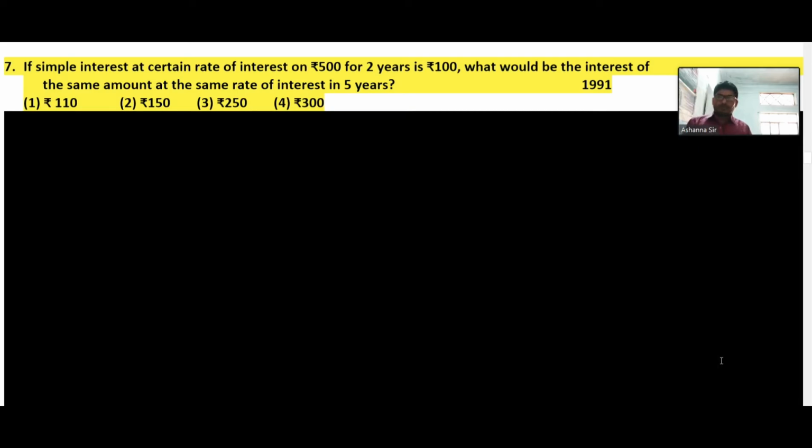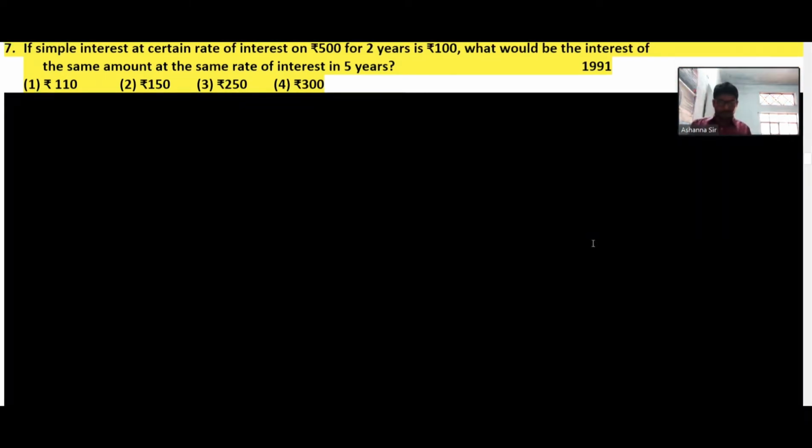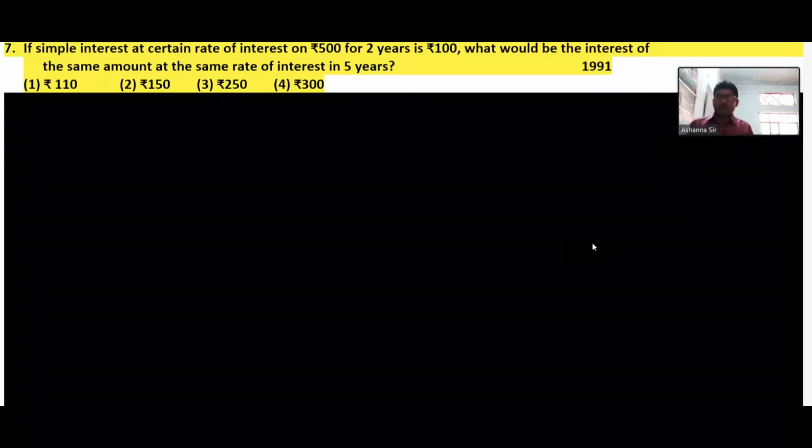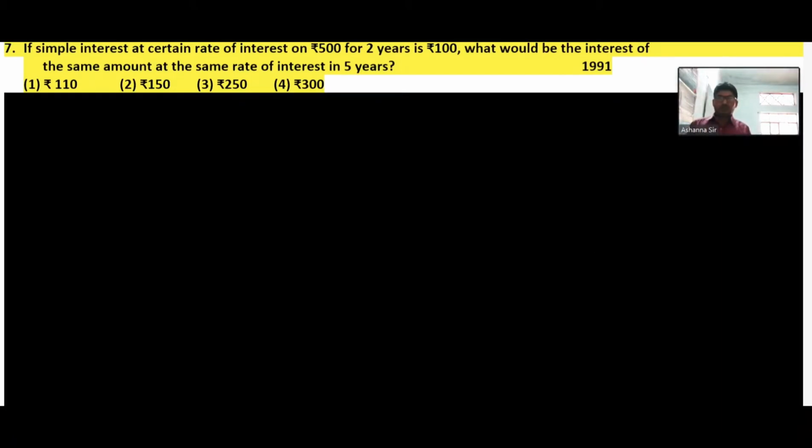Question number 7. If simple interest at a certain rate of interest on 500 rupees for 2 years is 100 rupees, what would be the interest of the same amount at the same rate of interest in 5 years? Watch carefully. Here the interest is not given, so that's why we have to find the interest only. So here also we should use the relation formula IPTR.